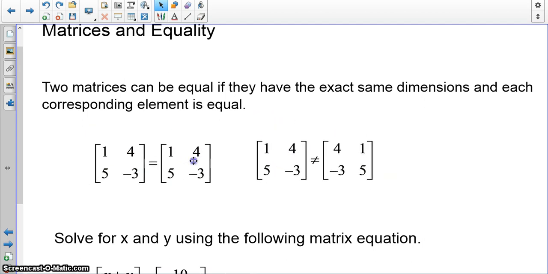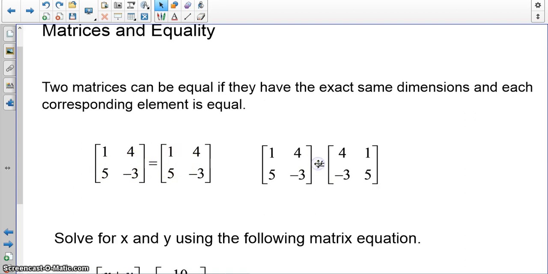So this is equal. Hopefully that's kind of self-evident, it's the exact same thing twice. This looks close, but not quite. It has all the same numbers, the dimensions are the same, but the numbers aren't in the right spots. Notice all I did was switch to columns, basically. So changing anything makes it not equal.